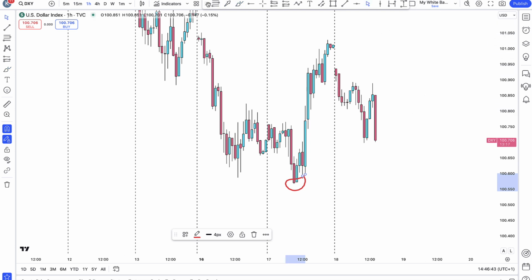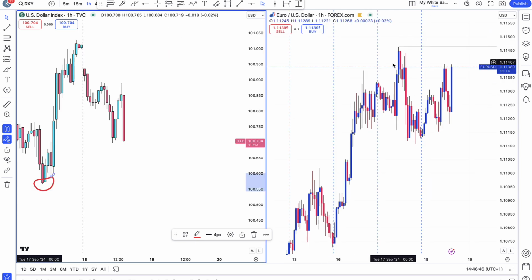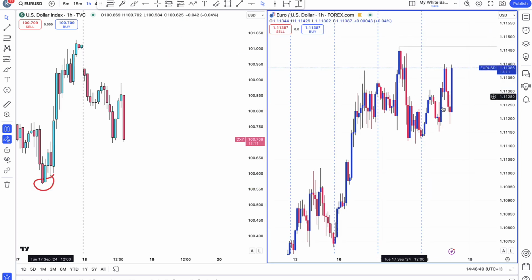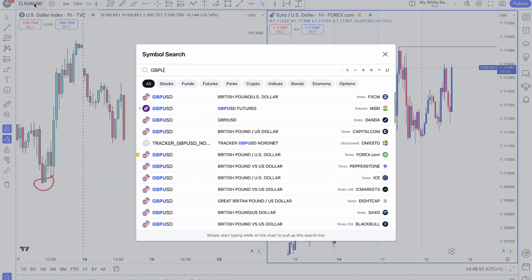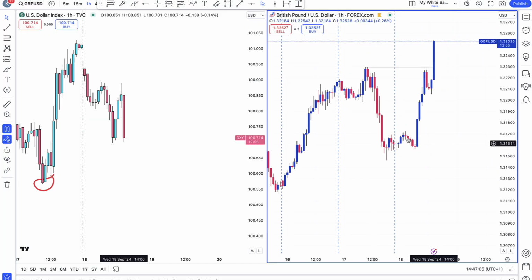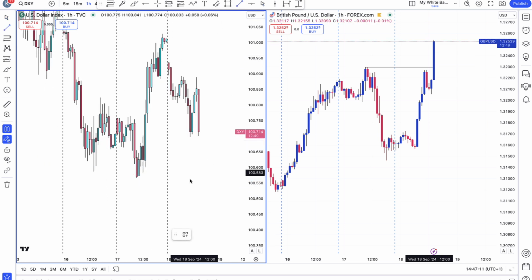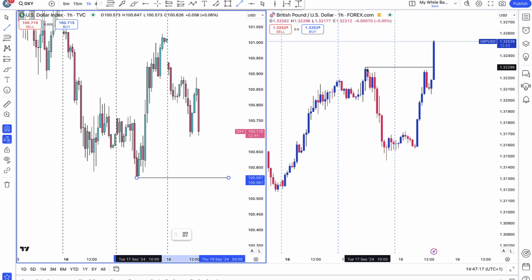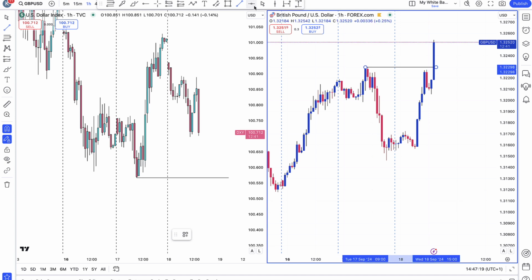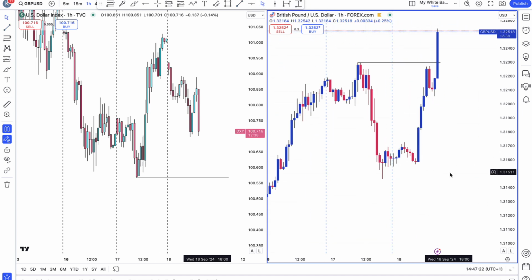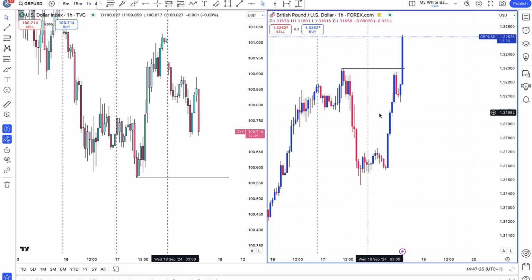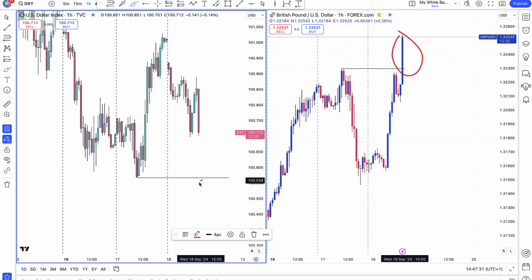So if I activate double window here, let me show you. Let me go to GBPUSD. Beautiful. Are you now seeing it? Look at this. Yesterday we had a low on DXY and we had a high on GBPUSD. What are you seeing? If this was creating a high, this was supposed to create a low. Are you seeing what I'm seeing?